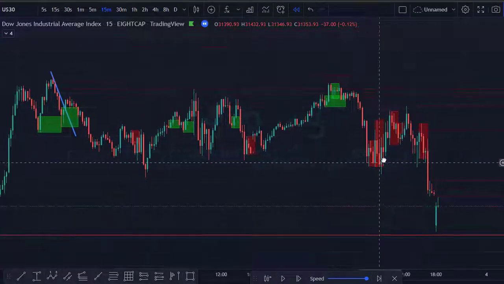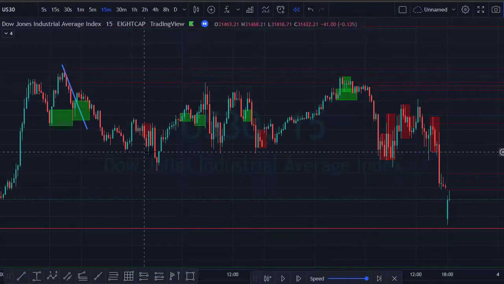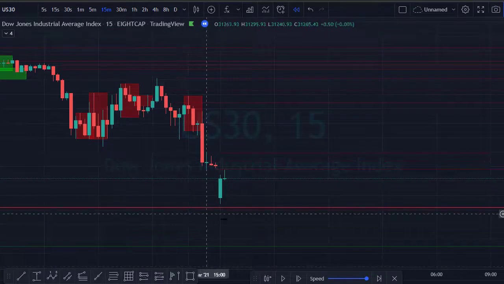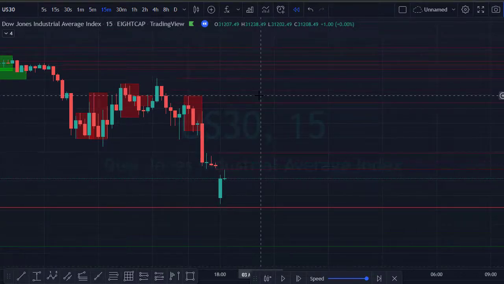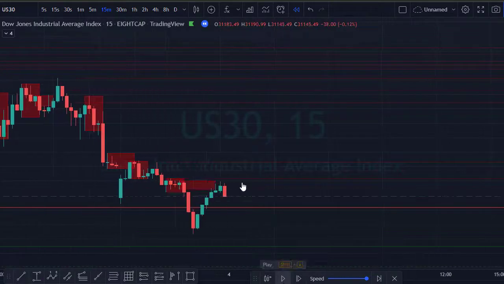There we go. So now we're selling. You see all the red here. We broke the structures over here. So now I'm going to look for only sells. So where would I look? As soon as this turned red, or as soon as that turned red, I'd look for a sell. And sure enough, it sold right off.